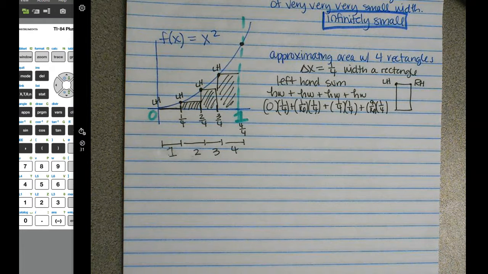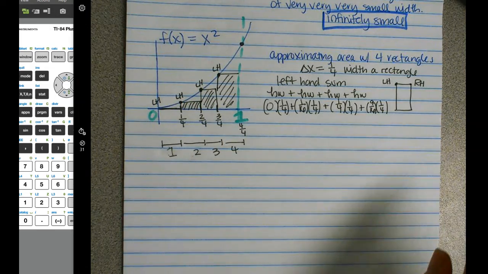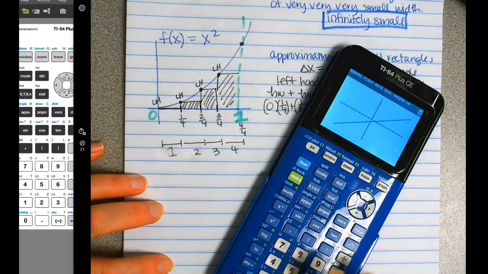And then we would take our calculator out and type it in. Oh, I have one here. Y'all can borrow one if you need to.